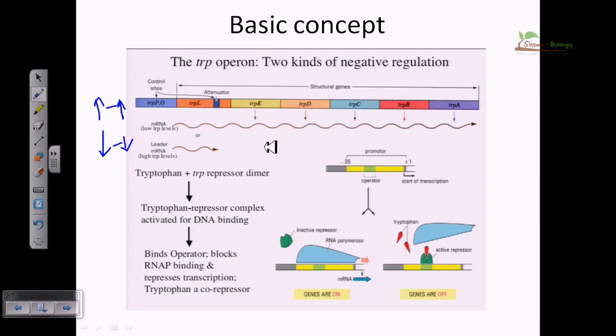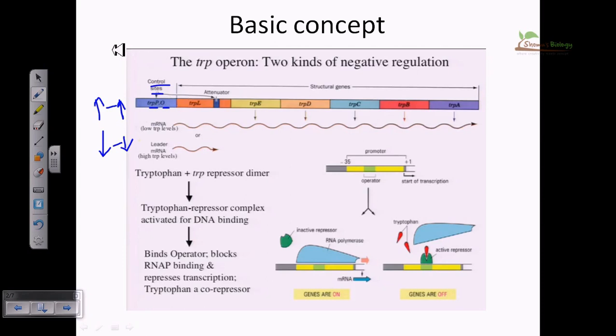Now let us talk about the basic part, the genetic construction of the tryptophan operon. If you look at the gene of the bacteria for the tryptophan operon, an operon means a set of genes controlled by the operator, right? Here we have the control sites, which are the most important part of our operon: a promoter and operator region. In this case, the operator site is embedded in the promoter site.